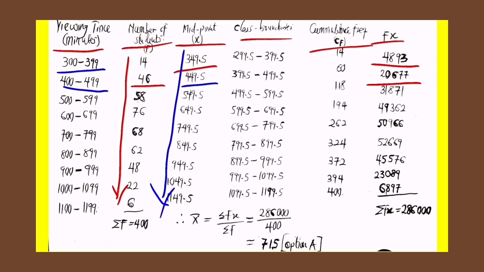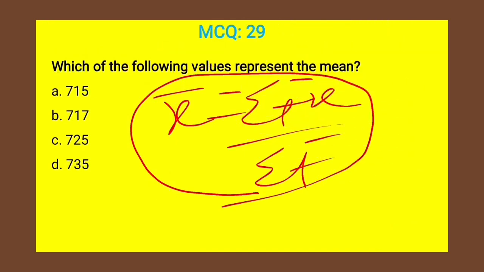When I summed them up, I had 286,000 here. I had the frequency total to be 400. So we take the division between the two. The mean is the summation of fx over the summation of f. When I divide, I had 715, and that was option A. So that's how we find the mean in that case.